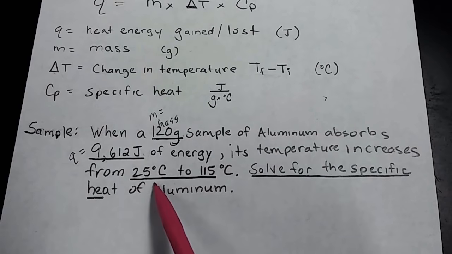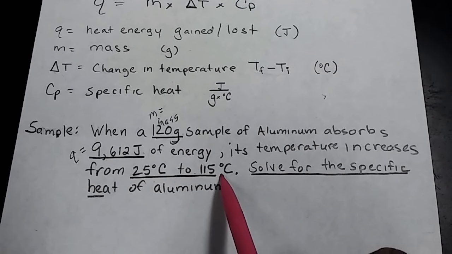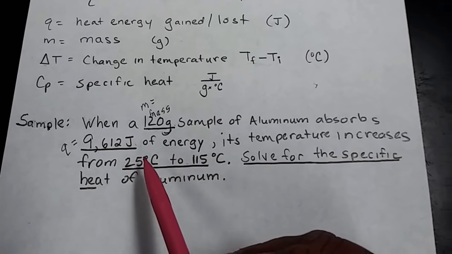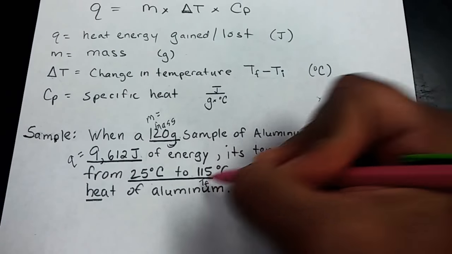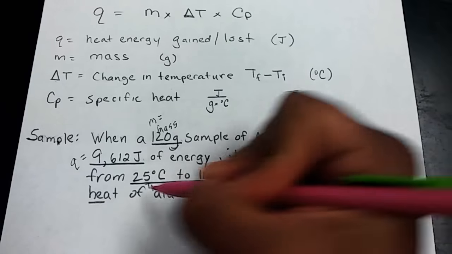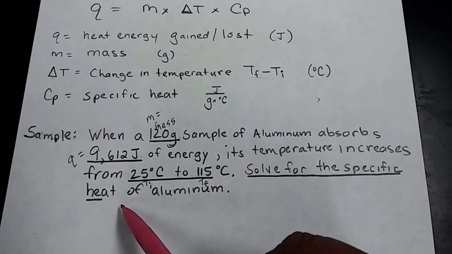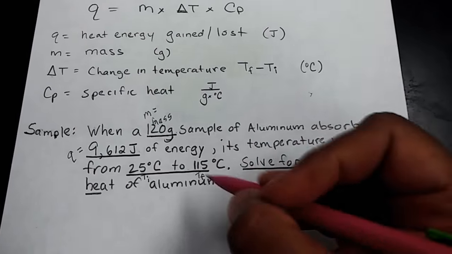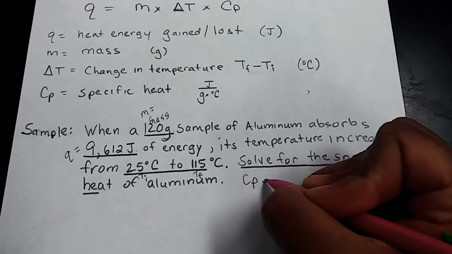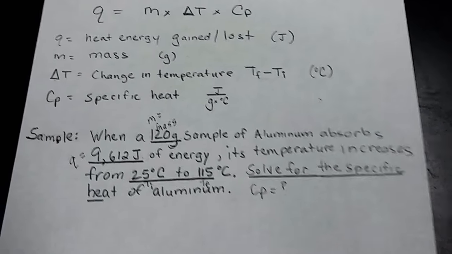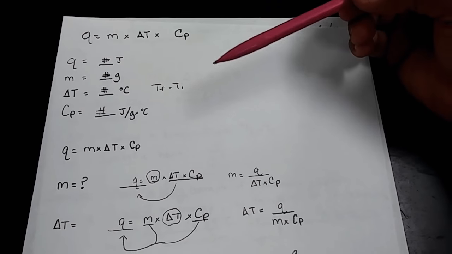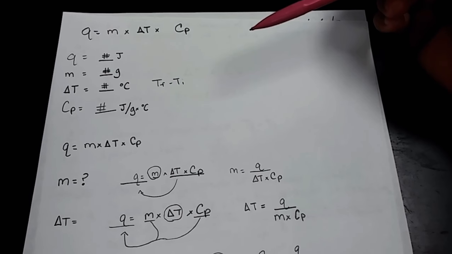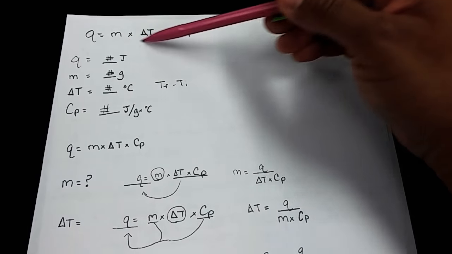Its temperature increases from 25 degrees Celsius to 115 degrees Celsius. So it's saying that it starts from here and ends here. So this is technically TF, and this is TI. Solve for the specific heat. So we know specific heat is CP, and CP is what they're asking us to find. Other than the fact that we already know we're trying to find specific heat, this is a formula that they give us.